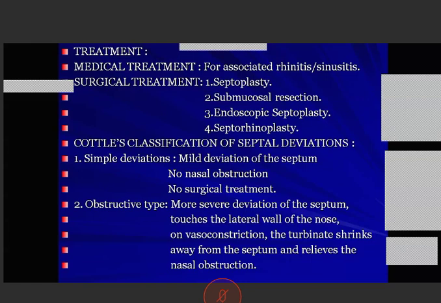Obstructive type, more severe deviation of the septum. It touches the lateral wall of the nose. On vasoconstriction, the turbinate shrinks away from the septum and relieves the nasal obstruction.